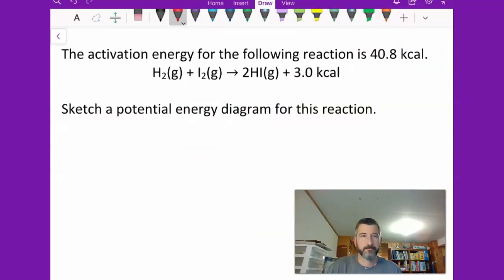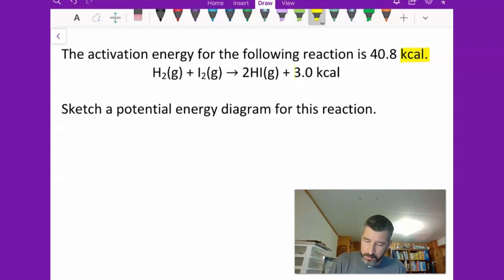Okay, so this says the activation energy for the reaction, H2 plus I2, which is actually the one that I was describing earlier, is 40.8 kcal. And don't worry about kcal. Remember, kilocalories is just another unit of energy. So if we were using joules, it would just be a much larger number. It could be calories, kilocalories, joules, doesn't really matter.